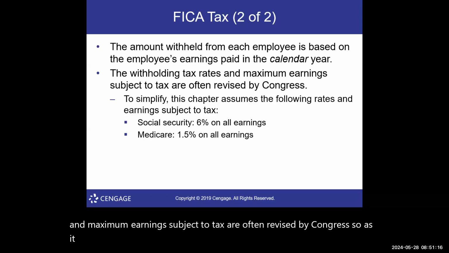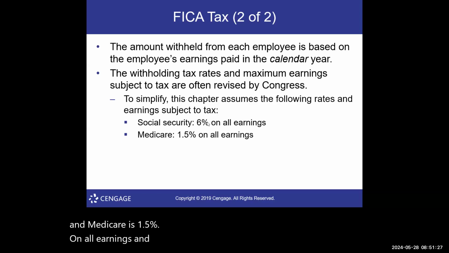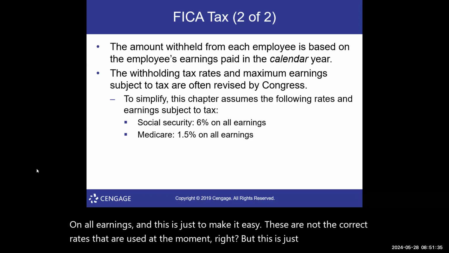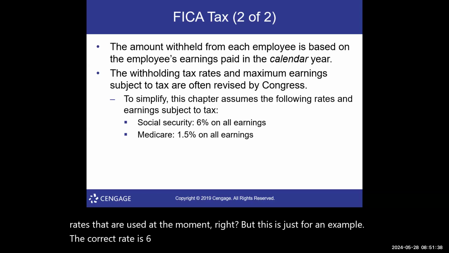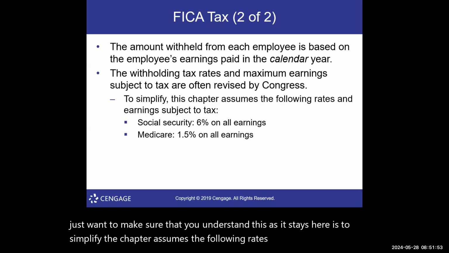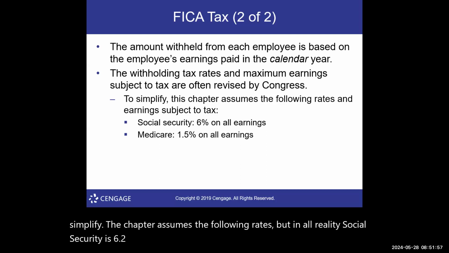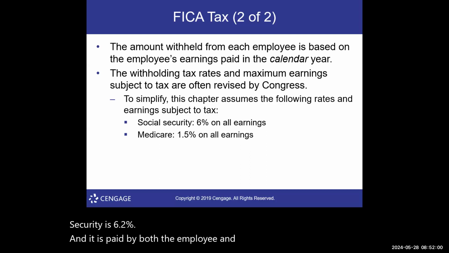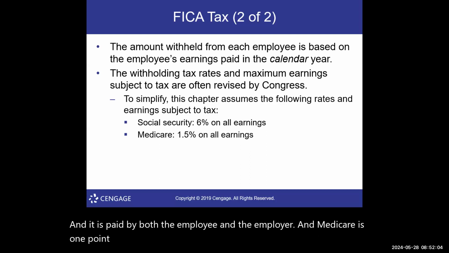As it relates to Social Security, it's essentially 6% on all earnings, and Medicare is 1.5% on all earnings. This is just to make it easy. These are not the correct rates used at the moment, but this is just for an example. The correct rate is 6.2% for Social Security and 1.45% for Medicare. I just want to make sure you understand this, as it states here, is to simplify. The chapter assumes the following rates, but in all reality, Social Security is 6.2% and is paid by both the employee and the employer, and Medicare is 1.45% and is paid by both the employee and the employer.